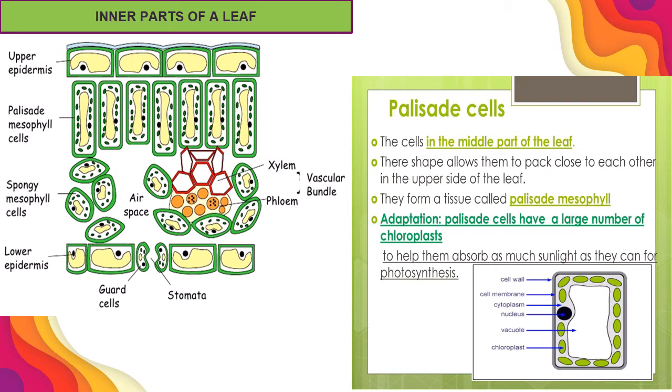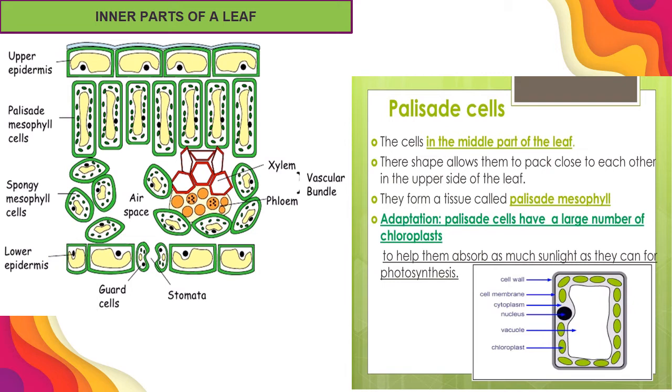The diagram on the left side of the slide shows you the inner parts of a leaf. The middle layer of the leaf is called the mesophyll. Meso word means middle and phyll means leaf.